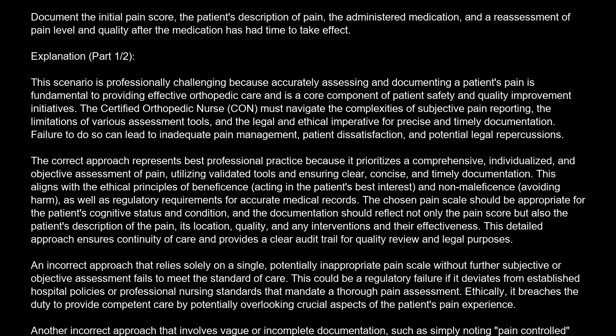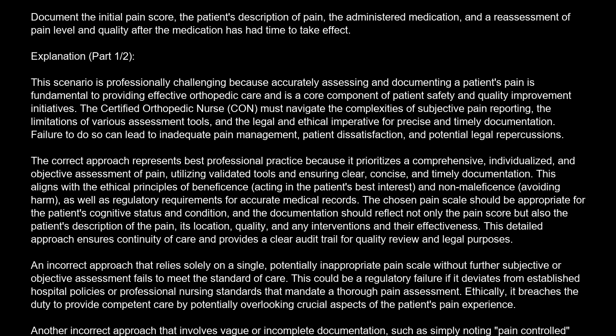An incorrect approach that relies solely on a single, potentially inappropriate pain scale without further subjective or objective assessment fails to meet the standard of care. This could be a regulatory failure if it deviates from established hospital policies or professional nursing standards that mandate a thorough pain assessment. Ethically, it breaches the duty to provide competent care by potentially overlooking crucial aspects of the patient's pain experience.